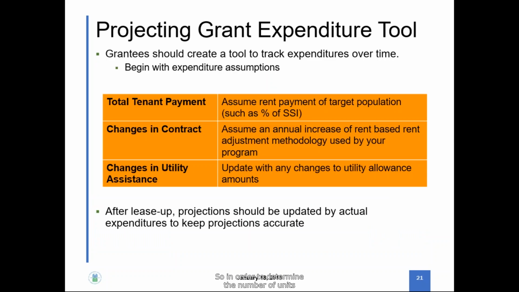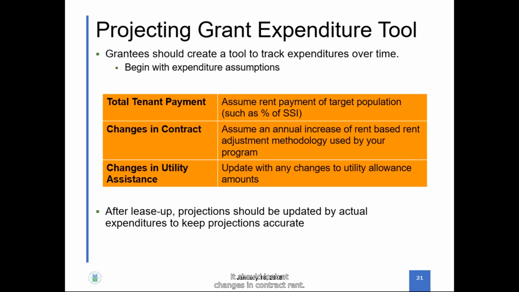In order to determine the number of units in a RAC needed to meet those HUD deadlines, grantees should create a tool to track expenditures over time. These tools should begin with some assumptions. This could include total tenant payment, which would assume a rent payment of your target population. Perhaps for your state, that's a percentage of the Social Security SSI payment in your state.